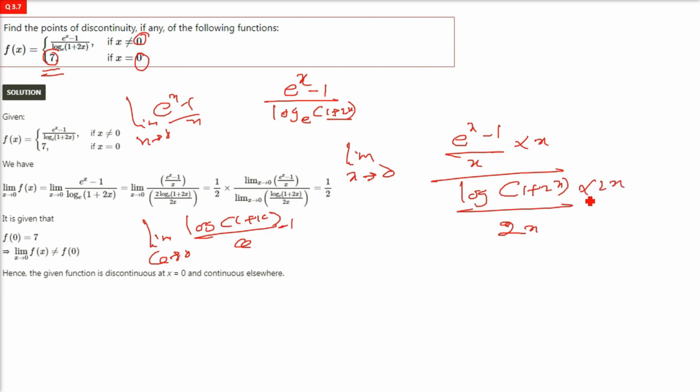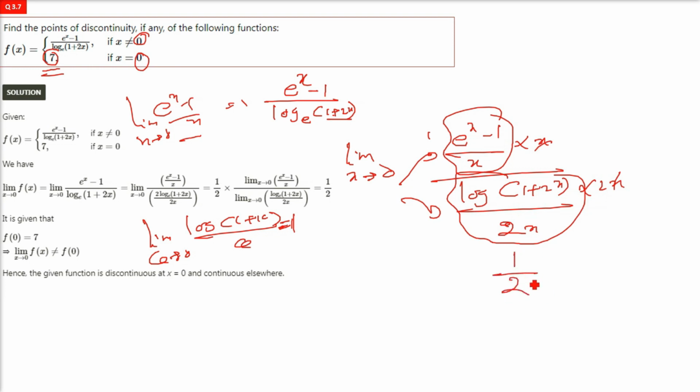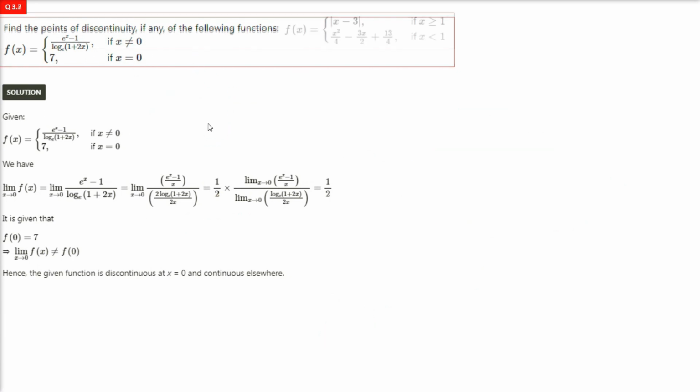So introduce a 2x in numerator and denominator. Now just apply the limit. So when you apply the limit, e to the power x minus 1 by x and log 1 plus 2x by 2x both are going to be 1. This is 1, this is 1. The x gets cancelled, you get 1 by 2. So 1 by 2 is the limit of the function as x tends to 0. But what is the value of the function at x equal to 0? It is 7. f(0) is 7. It is not matching with half. So this given function is discontinuous at x equal to 0 and it is continuous everywhere else.